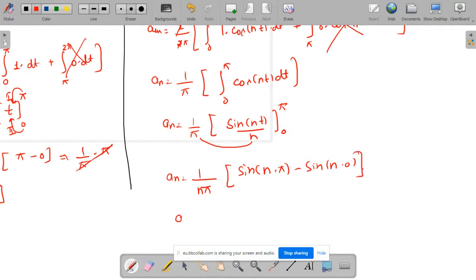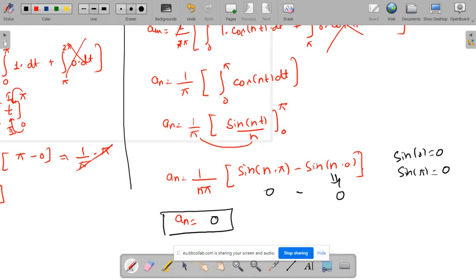Okay, now very carefully. What is the value of sine 0? Sine 0 is 0. So this value is 0. What is the value of sine pi? Sine pi is also 0. So this value is also 0. So 0 minus 0 is 0, and this whole term is 0. This is an important point. So the whole term is 0.